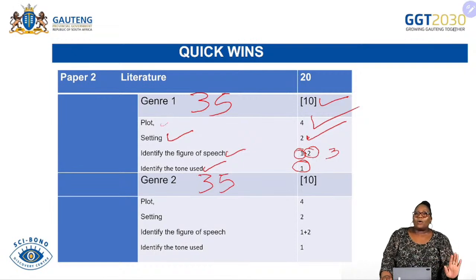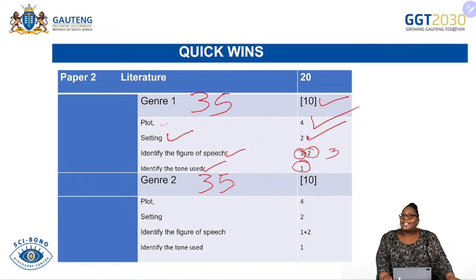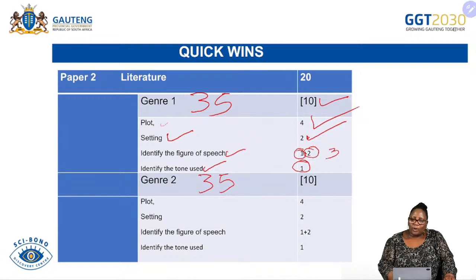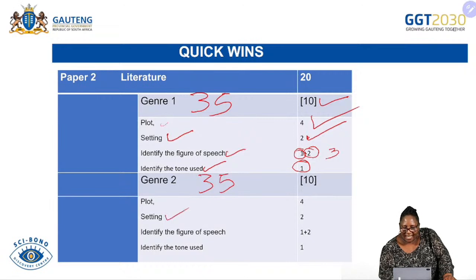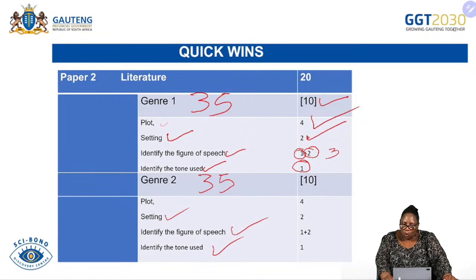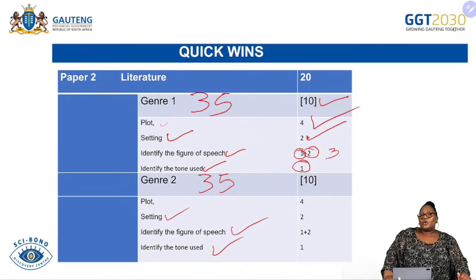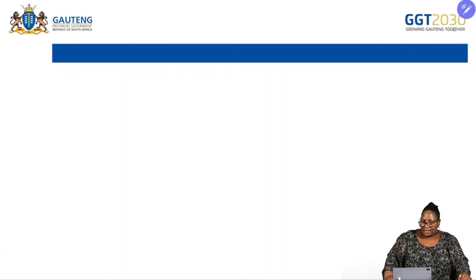You finish your genre number 1. Then you continue with genre number 2. With genre number 2 again, you will get your plot question. It can be a different question, and you will also get your setting question. Identify the figure of speech question. Also identify the tone question, and that also is going to give you 10 marks. So those are your quick wins. You can easily get those marks.